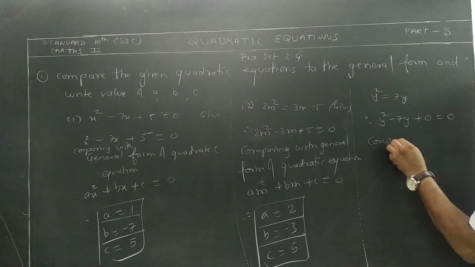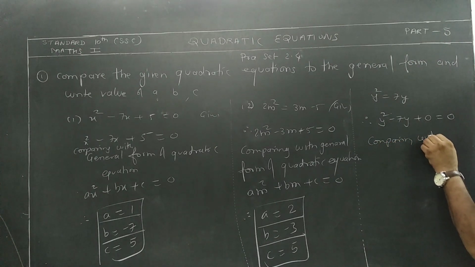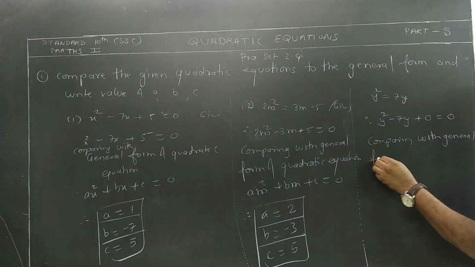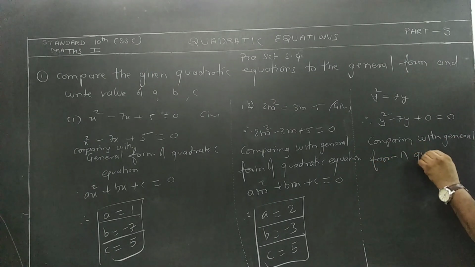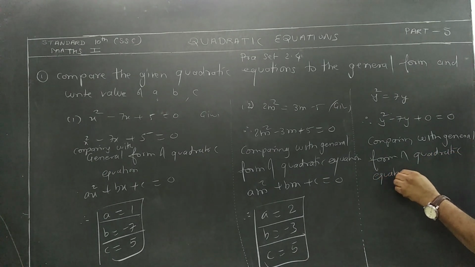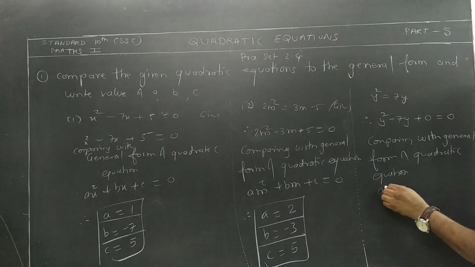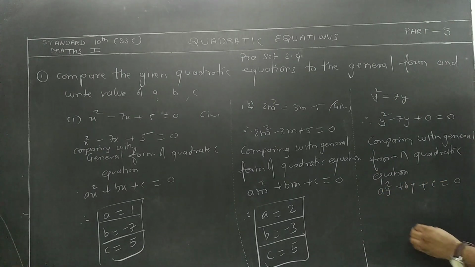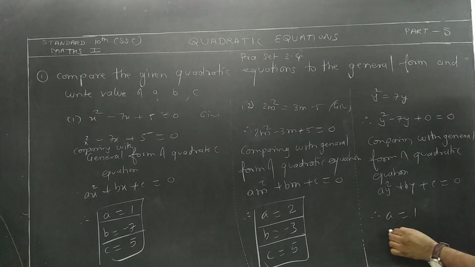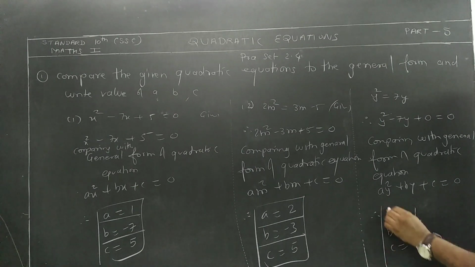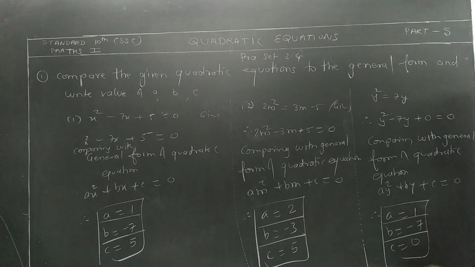So, what would I write? Comparing with general form of quadratic equation. What is the general form of quadratic equation? Ay square plus by plus c is equal to 0. Therefore, a is equal to 1, b is equal to minus 7, and c is equal to 0. This is the answer for this question.